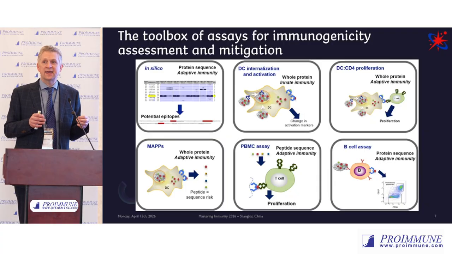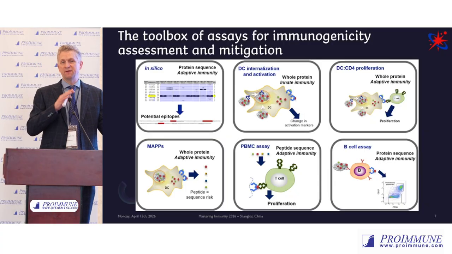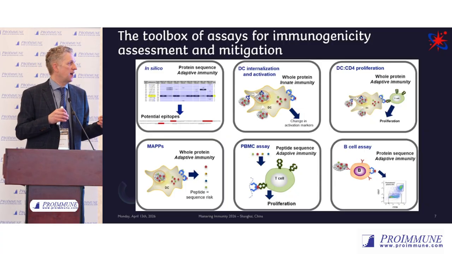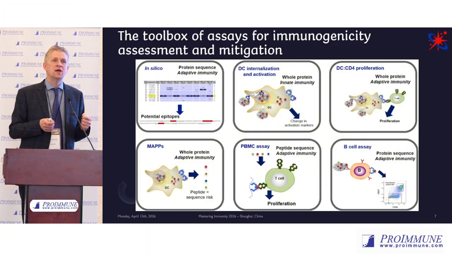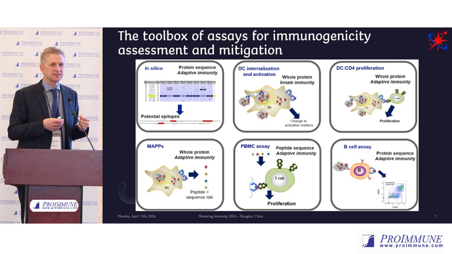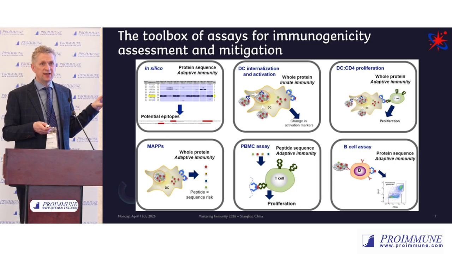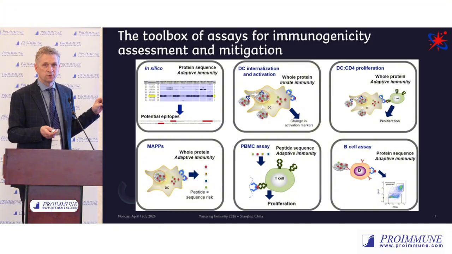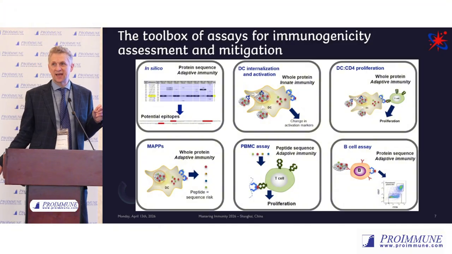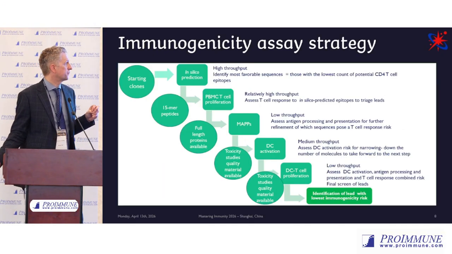What we're still lacking is a whole immune system, in vitro immune system. There are some systems that have been reported, but these aren't widely available, and it's still unclear how translatable they would be. So this really would be the key tool set that you can use in order to understand and mitigate risk in your programs.